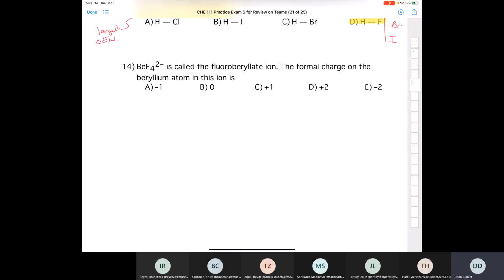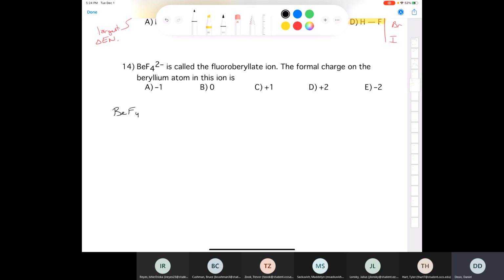BeF4 2 minus is called the fluoroberylate ion. The formal charge on the beryllium atom in this ion is, well, let's come up with a Lewis structure. We've got BeF4 2 minus. Beryllium is found in group 2A. It's got 2 valence electrons. Fluorine has 7 valence electrons times 4. That's 28. And then I get 2 more from the 2 minus charge. So that's 28 plus 4. That gives me 32 valence electrons.